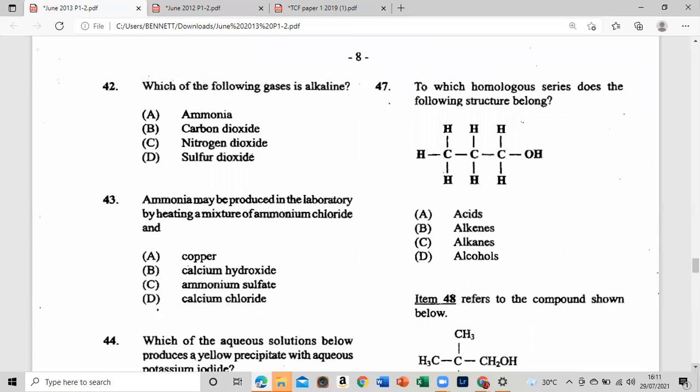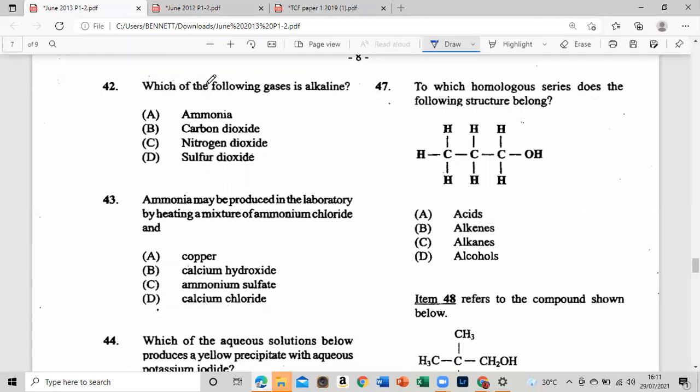42. Which of the following gases is alkaline? Is it ammonia, carbon dioxide, nitrogen dioxide, or sulfur dioxide? So 42 is A. That's ammonia.